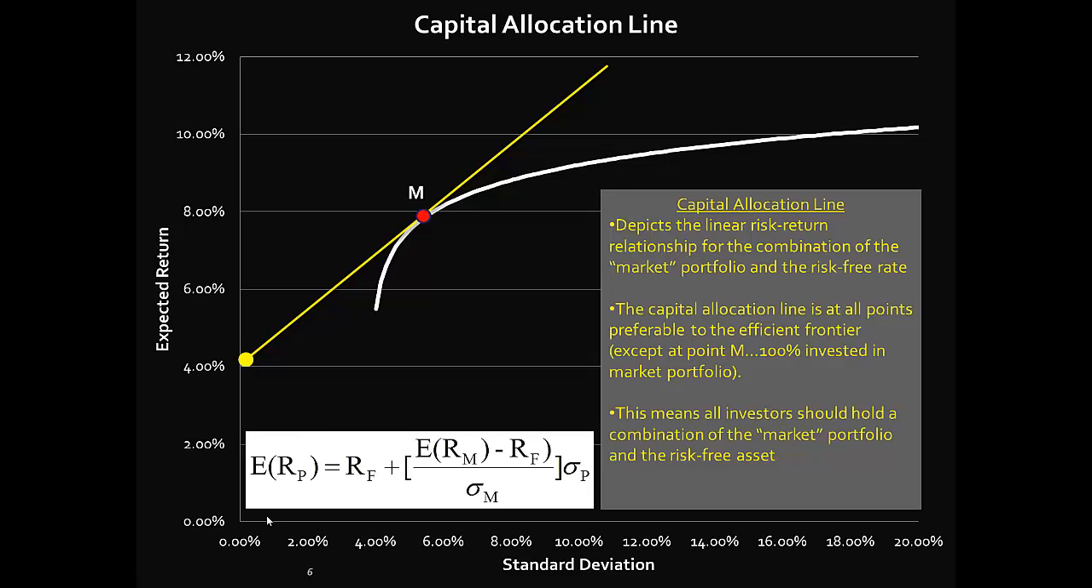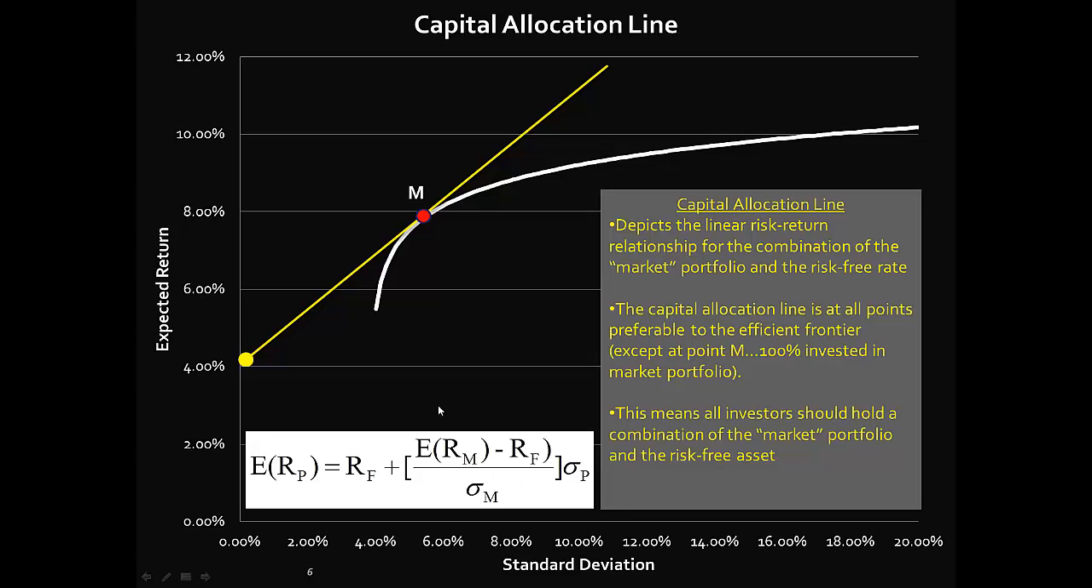Now the equation of this line can be defined thusly. Your expected return on your overall portfolio, which is going to be a combination of the optimal risky portfolio and a riskless asset, will be the risk-free rate, that's the y-intercept, plus the slope of the line times the standard deviation of the portfolio. So there's the standard deviation of the overall portfolio.